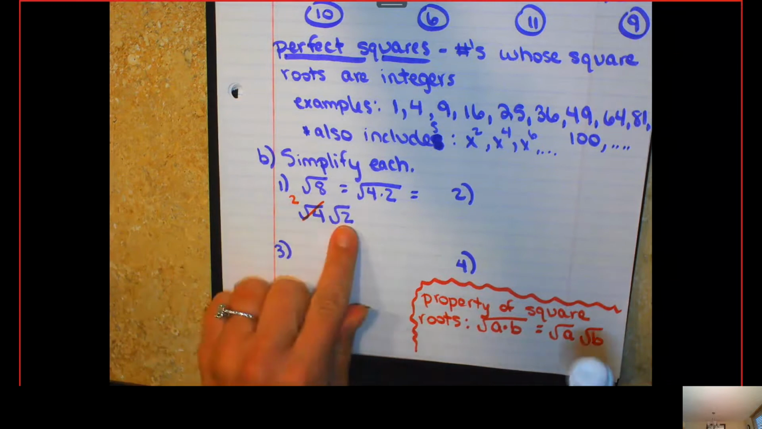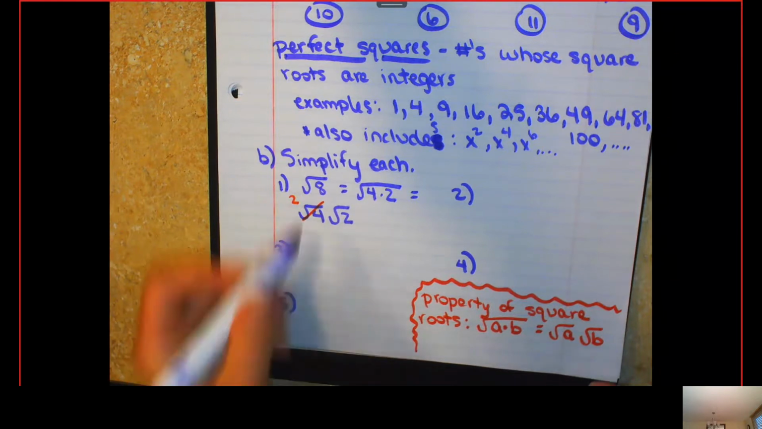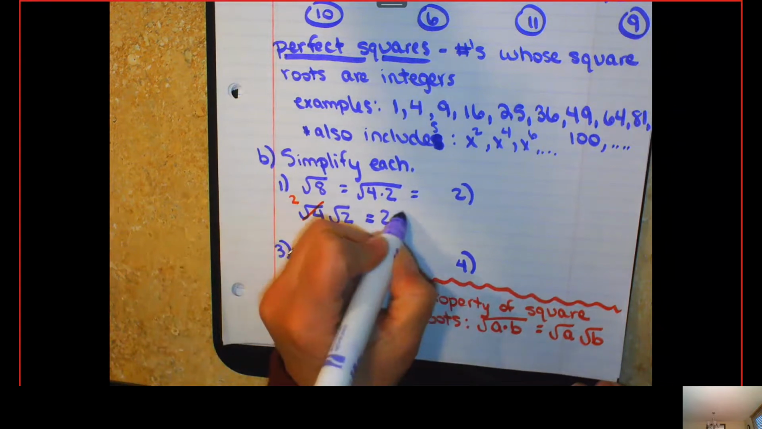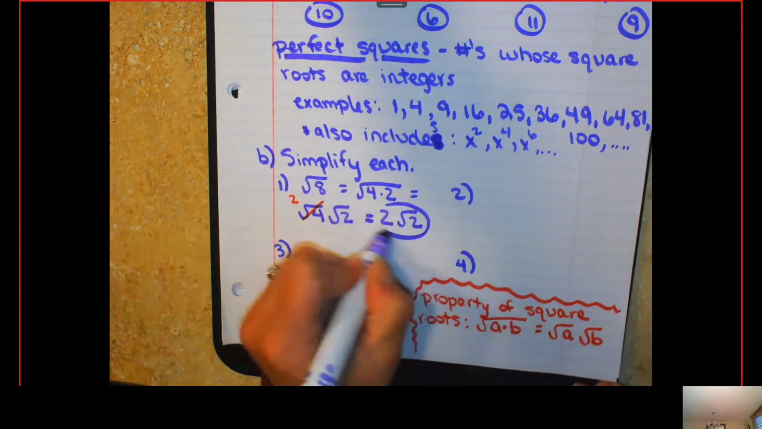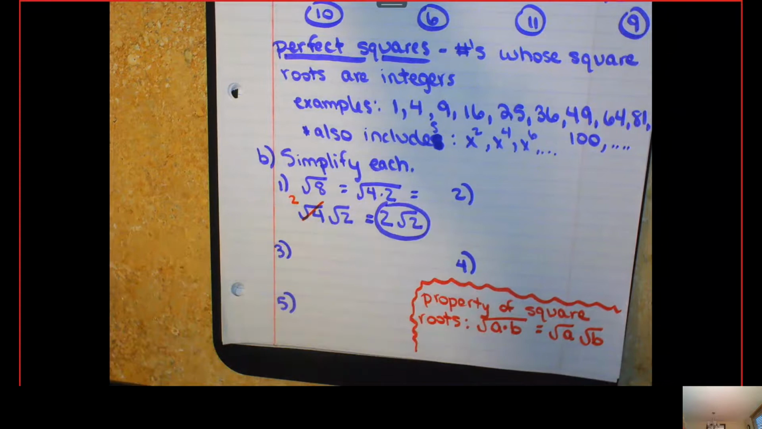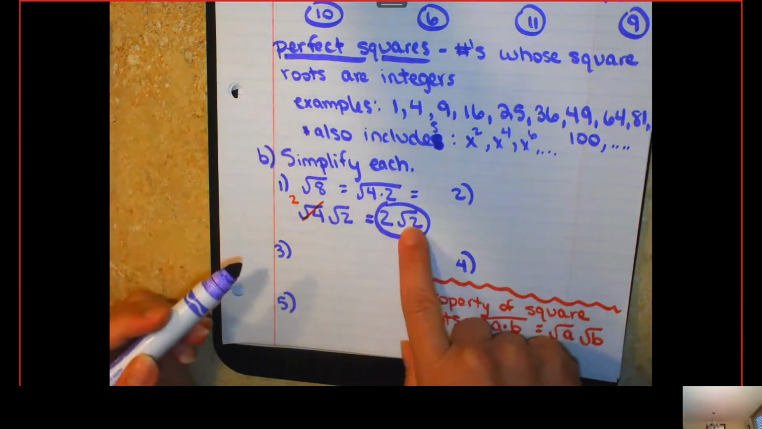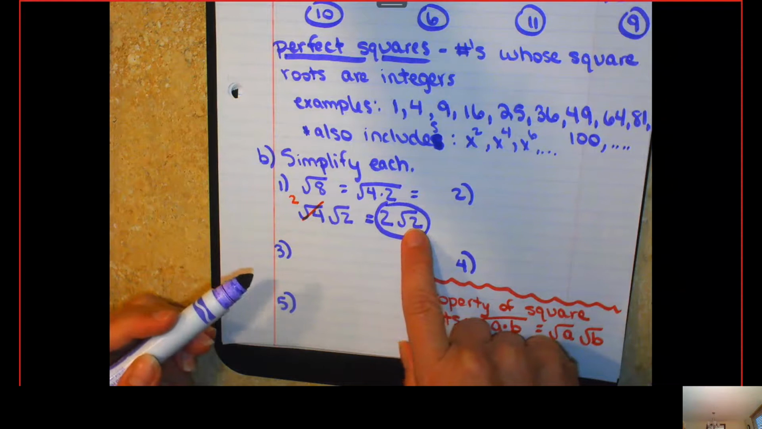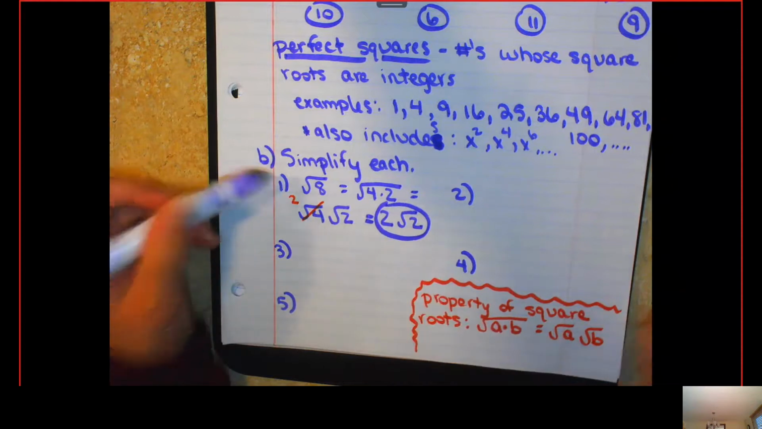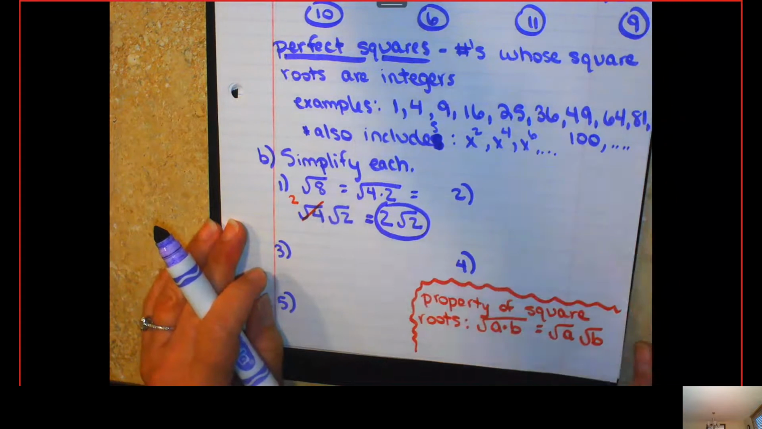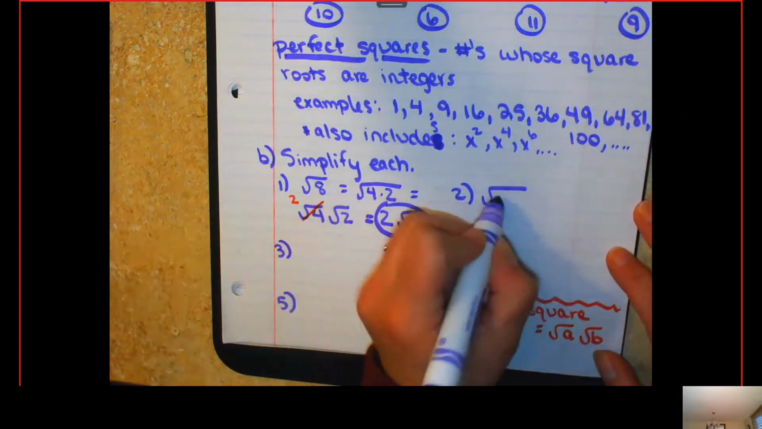Now we just have a 2 underneath. The simplified answer to this would be a 2 on the outside with a radical 2 next to it. That's your simplified answer. You know it's simplified if there's no other perfect square that you can divide into this number. So again, to simplify a radical, you find a perfect square that you can divide into the number underneath. So let's try another one. Example 2 would be radical 20.